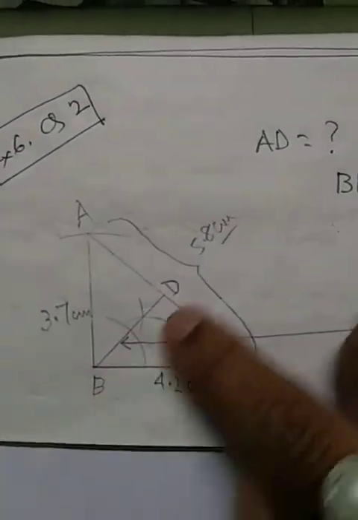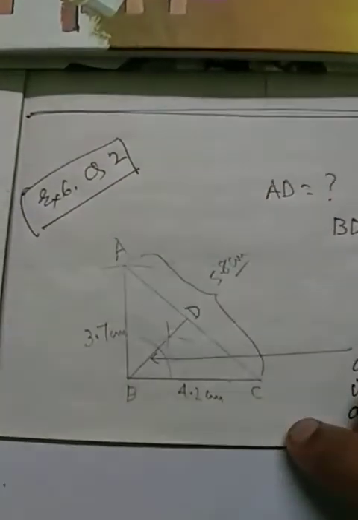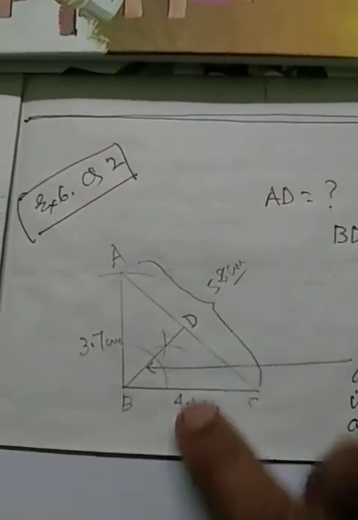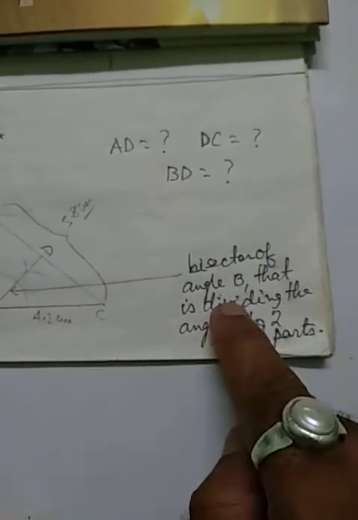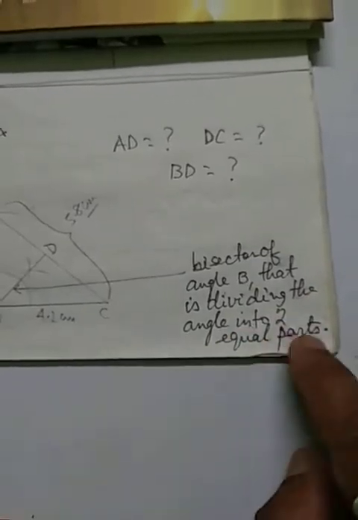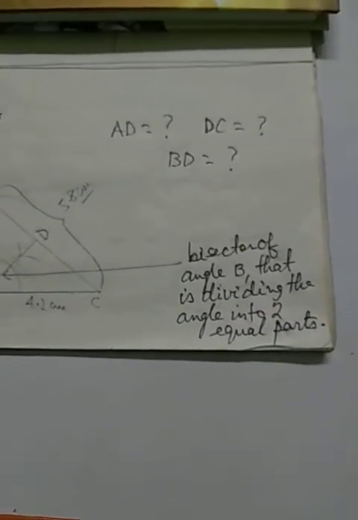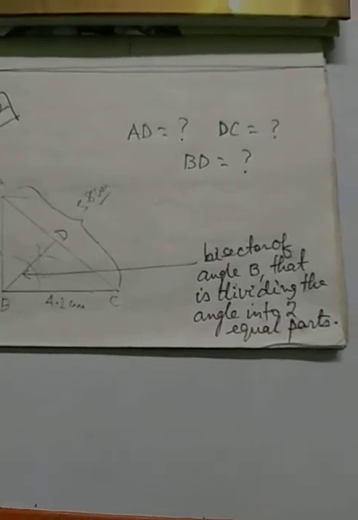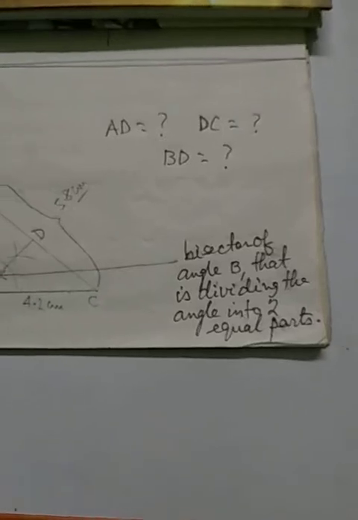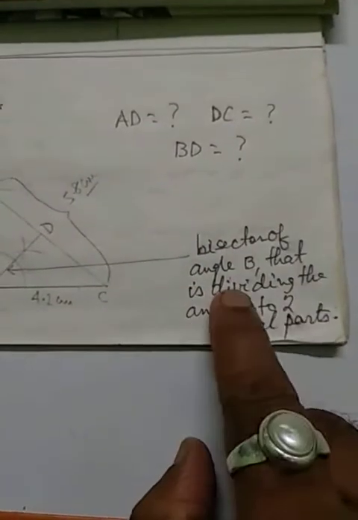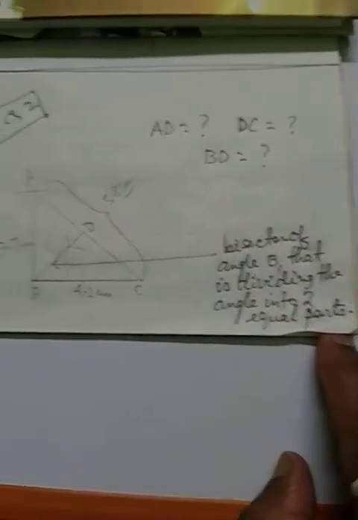And where the line goes and meets, they have told that the bisector of angle B meets AC at D. So therefore you can see I have written here bisector of angle B. That means dividing the angle into two equal parts. Bisect means what? Bicycle. So bi means 2, you know. Tri means 3. So bisect means to divide into two equal parts, geometry. So bisector of angle B is dividing the angle into two equal parts.